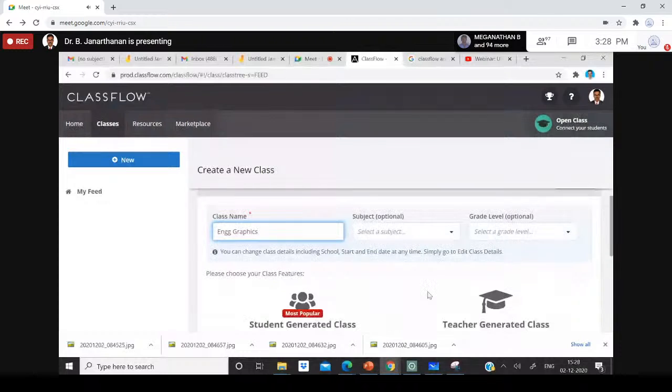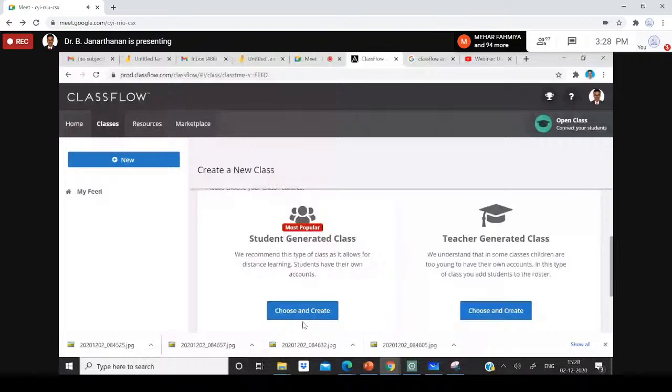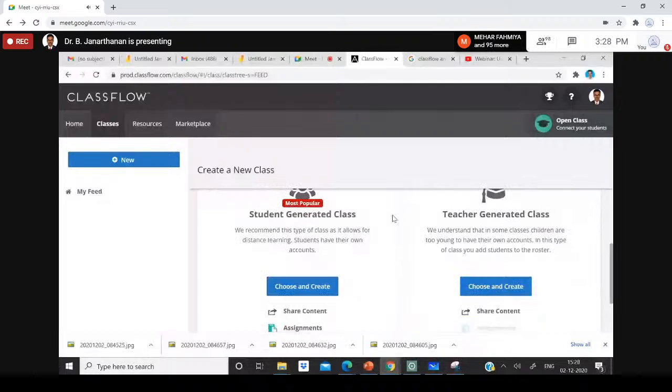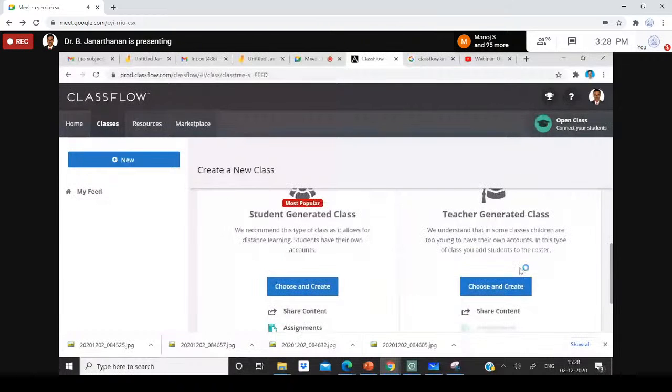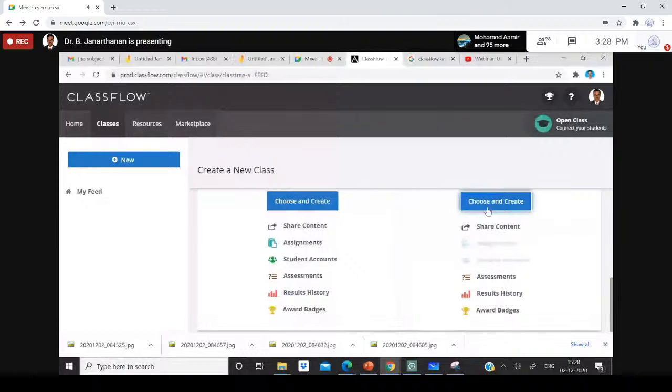There are two categories of class: student generated class and teacher generated class. The student generated class is for college level students, and the teacher generated class is for school level students, because they may not have an account. So we have to create the teacher generated class, and then they can just log in with the class code. So I'll create the teacher generated class now.